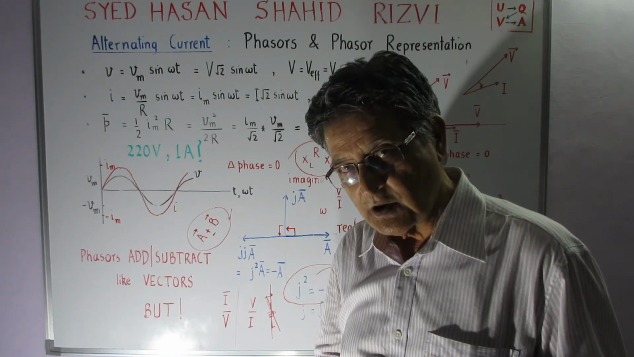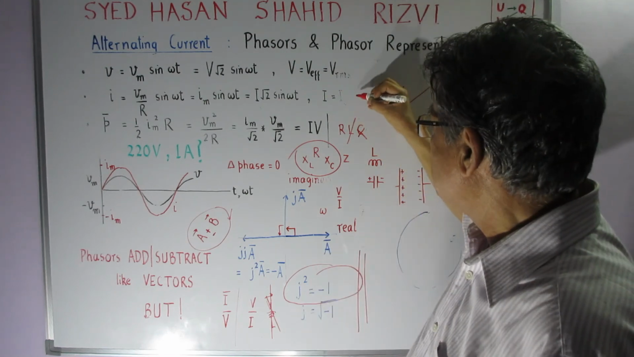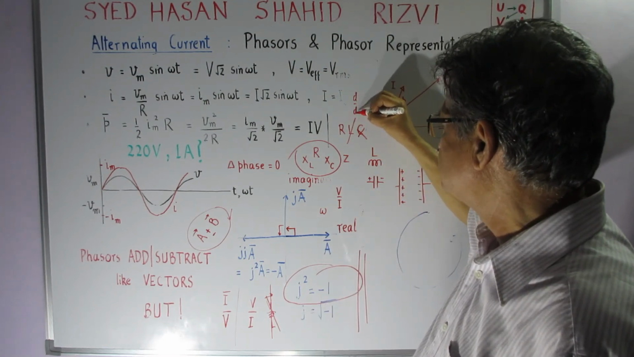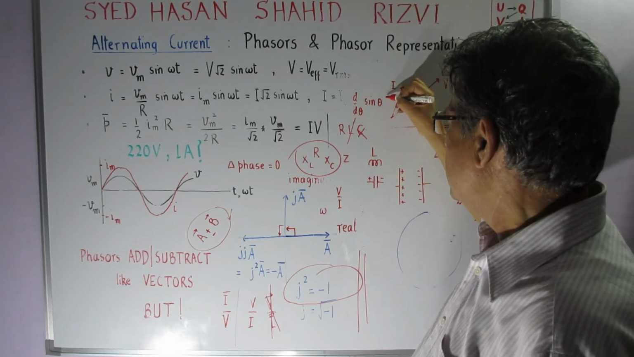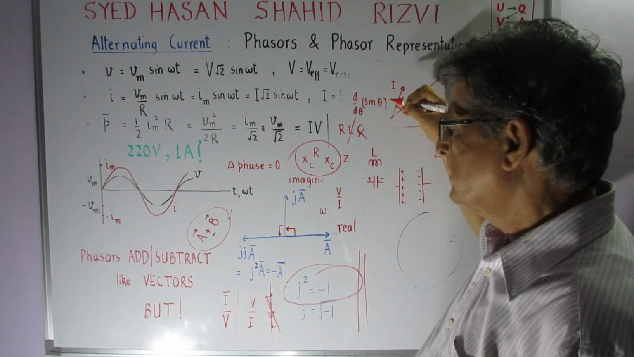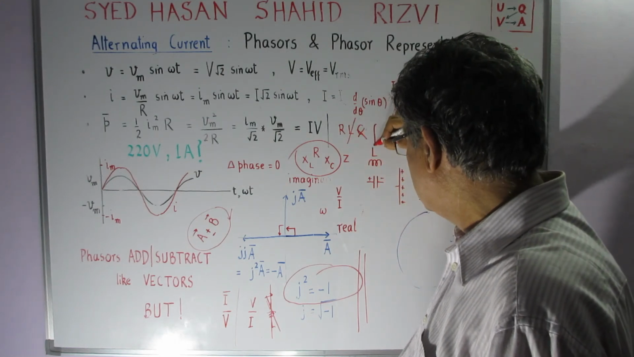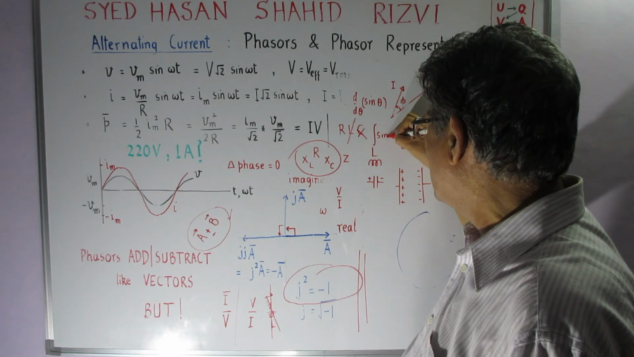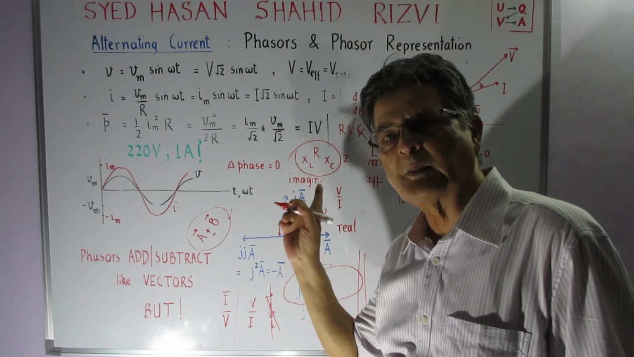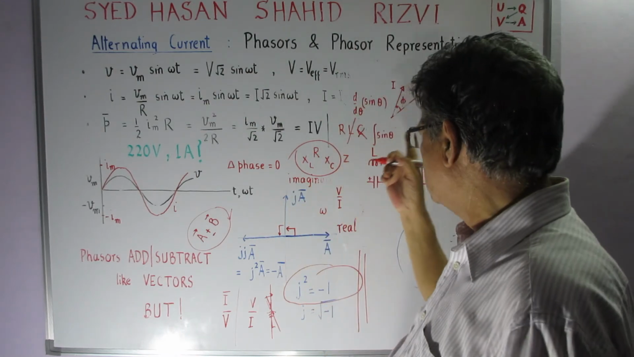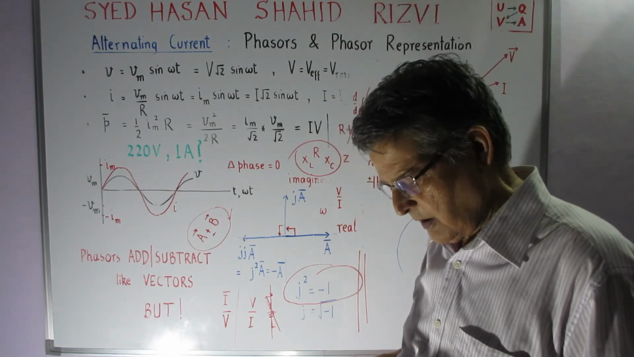And please remember one more thing, or go back to that: d by d theta of sin theta is equal to how much? It is equal to sin of theta plus pi by 2, and likewise for cos of theta plus pi by 2. And the integral of sin theta d theta, how much is that? That is equal to sin of theta minus pi by 2, and similarly cosine of theta minus pi by 2. So that part of my previous lectures should be consulted.